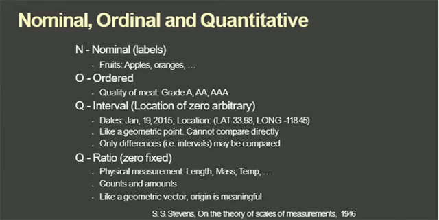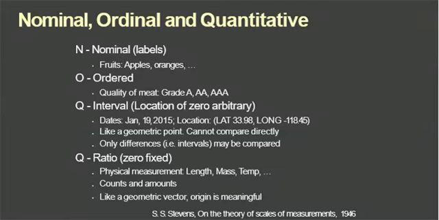Other than that, there is ordered data. Ordered data is like a grade, like good, bad, worst, or a weather type, anything that is in the form of a category or in an order format. The third one is interval data. Basically it is based on date, location, longitude, latitude, or anything that can provide us intervals and that can be compared.